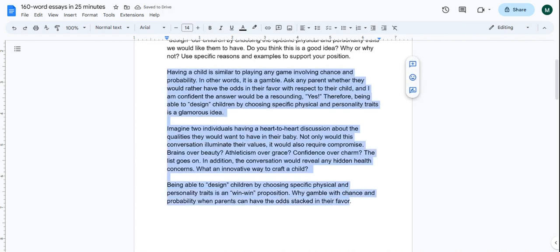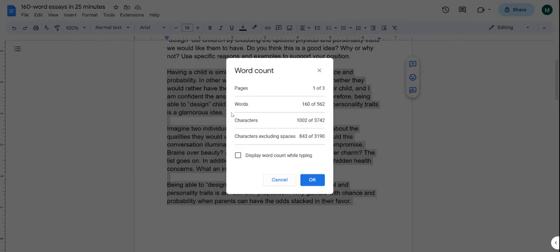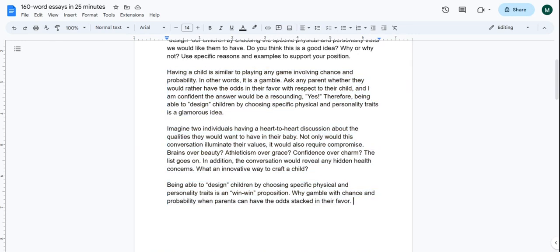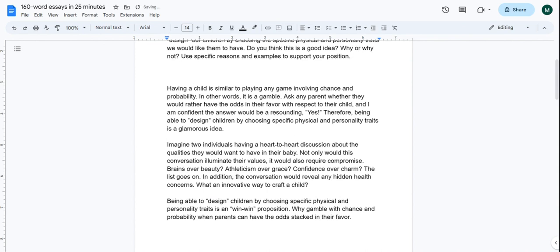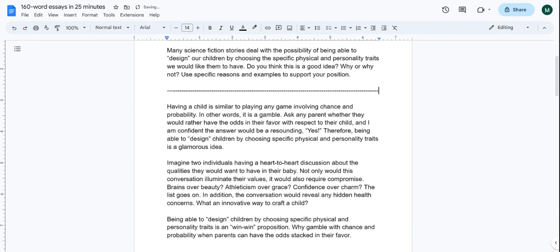Okay, I'm liking where this is going, writers. I'm at exactly a minute remaining. Wow, I am exactly at 160 words. I don't think I want to change anything, but this definitely feels right. The list goes on. In addition, the conversation would reveal any hidden health concerns. What an innovative way to craft a child. Okay, so I'm just going to put a line here, writers. At this point, I have 30 seconds remaining.